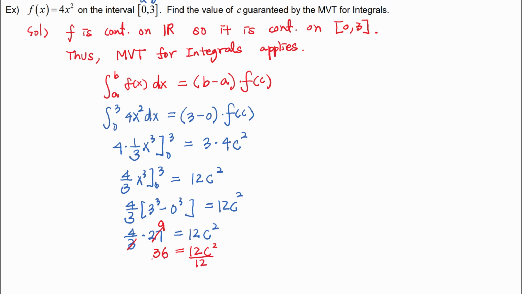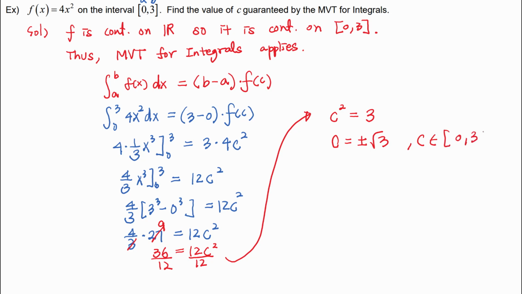Divide both sides by 12. I get c squared equals 3. So by the square root property, c is plus or minus square root of 3. But remember, the mean value theorem says such a c has to be in the interval 0 to 3, a to b. So I need to pick a c that applies in the mean value theorem. So negative radical 3 is not the one. Thus, c must be equal to positive radical 3.